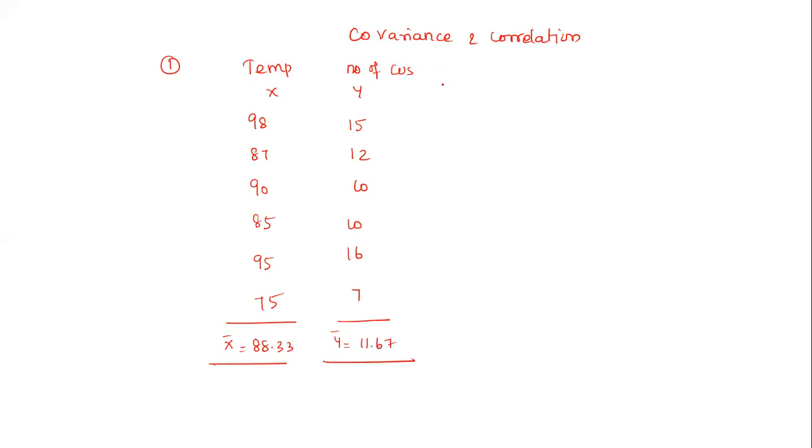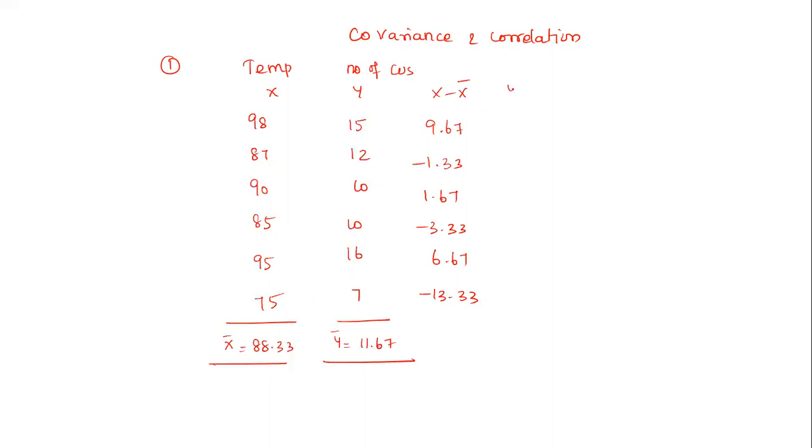Now we are going to calculate X minus X bar. That is 98 minus 88.33. Similarly, 87 minus 88.33. So when we calculate, that is 9.67, minus 1.33, 1.67, minus 3.33, 6.67, and minus 13.33. This last one is nothing but 75 minus 88.33.